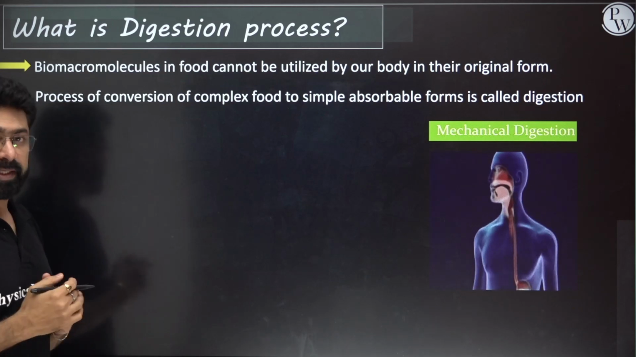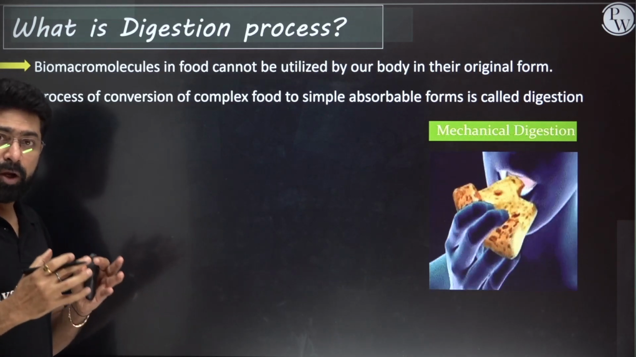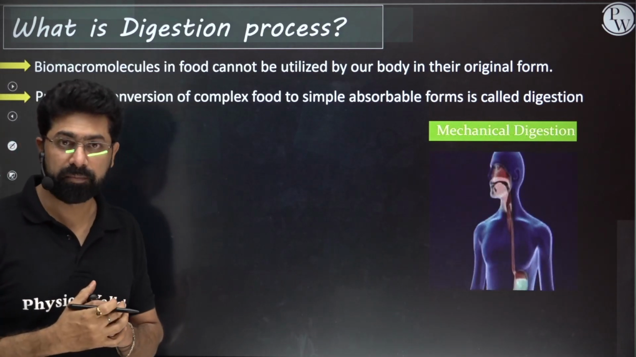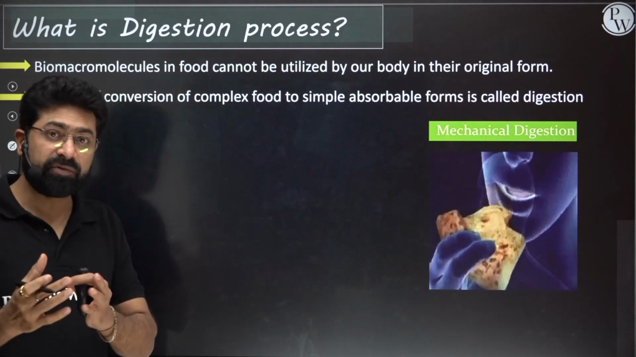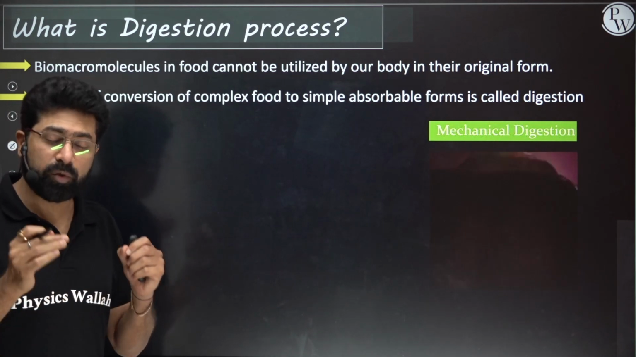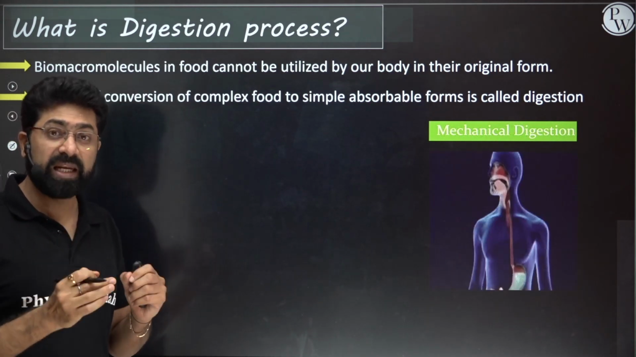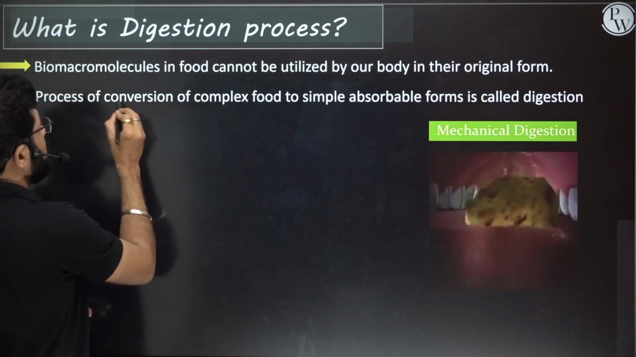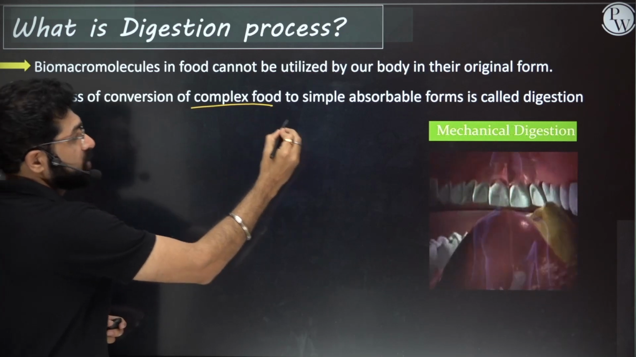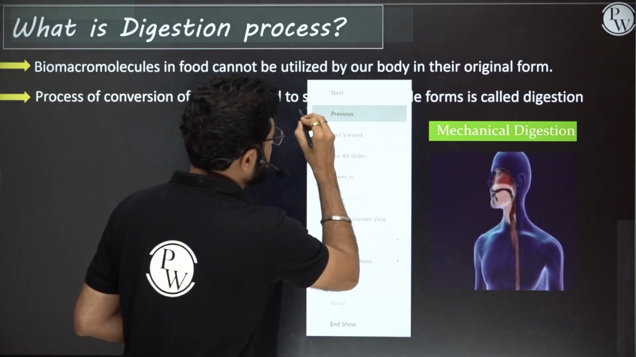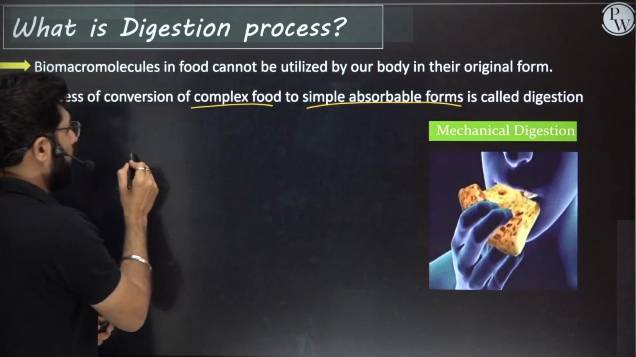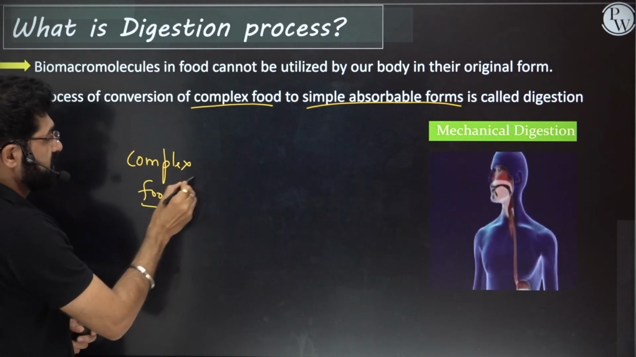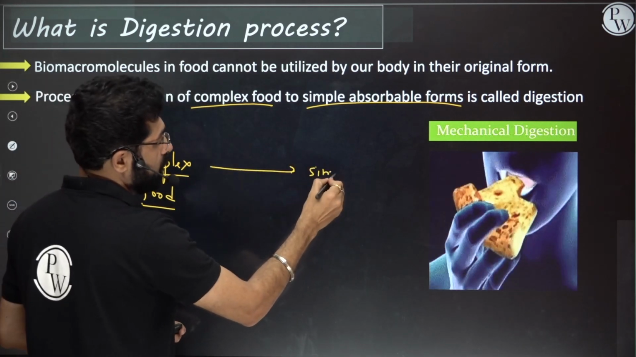Got it? Yes, now. Those biomacromolecules which you are eating, for example, carbohydrates, fats, and proteins, are they going to be utilized in that form? No. They have to be broken down by mechanical and biochemical reactions. So food has to be broken down. The complex food has to be broken down into simple absorbable forms.